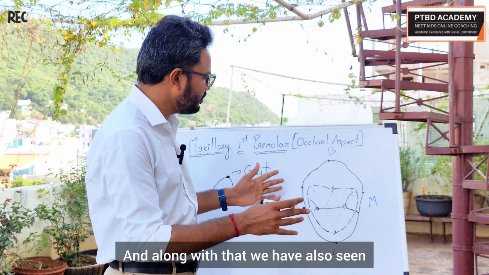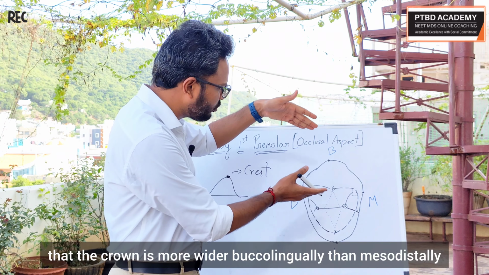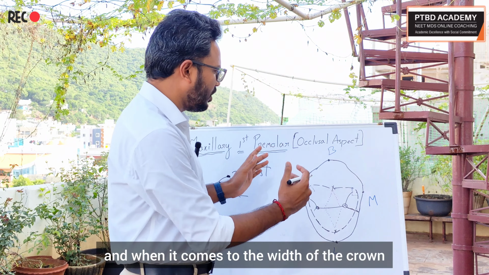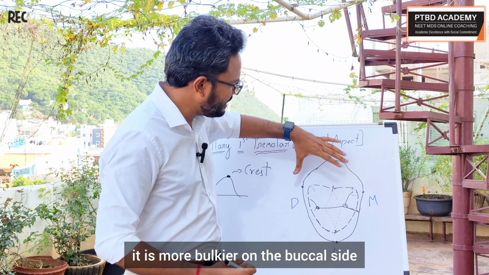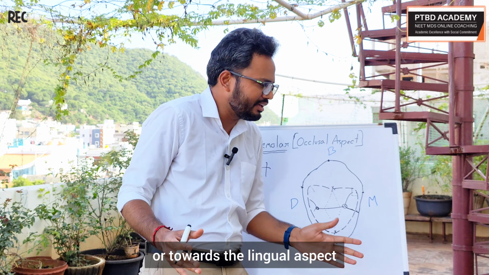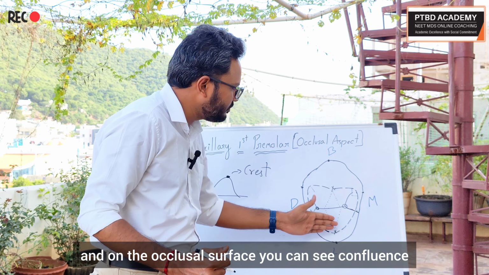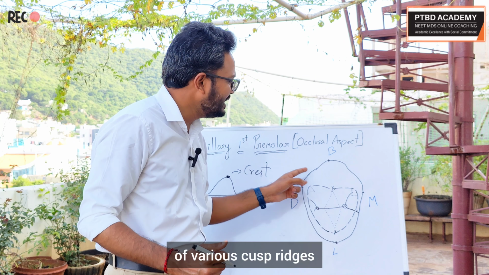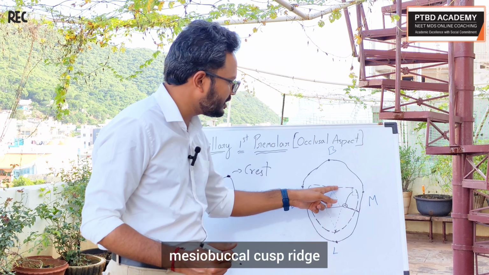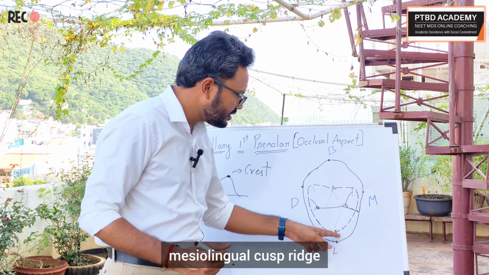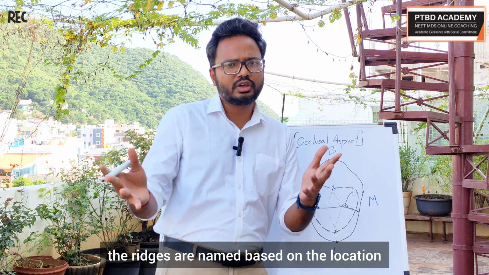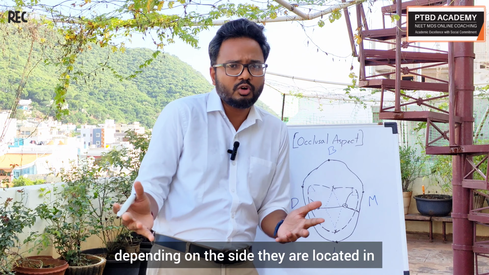And along with that, we have also seen that the crown is wider buccolingually than mesiodistally, and when it comes to the width of the crown, it is bulkier on the buccal side and it narrows down as we move towards the lingual aspect. And on the occlusal surface, you can see confluence of various cusp ridges and marginal ridges. So the cusp ridges include mesobuccal cusp ridge, distobuccal cusp ridge, mesolingual cusp ridge, distolingual cusp ridge. It's very simple. The ridges are named based on the location, depending on the side they are located in, right?